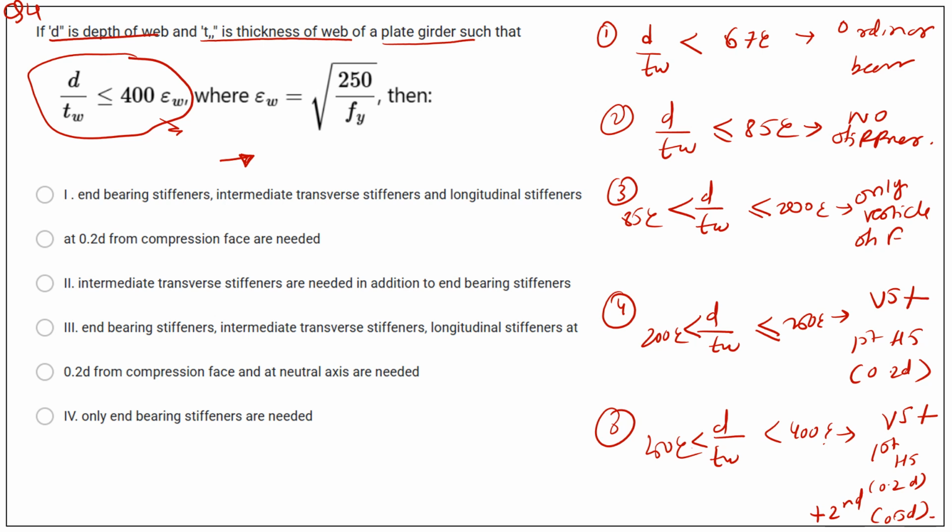For the last of these, vertical stiffener plus first horizontal stiffener at 0.2D plus second horizontal stiffener at 0.5D are provided here. Then the last condition is if d by tw is greater than 400 epsilon, then in this case increase the thickness of web. So for this question, the third option is correct: end bearing stiffener, intermediate transverse stiffener, and longitudinal stiffener at 0.2D from the compressive face at the neutral axis are needed. So your third option is correct. The next question.